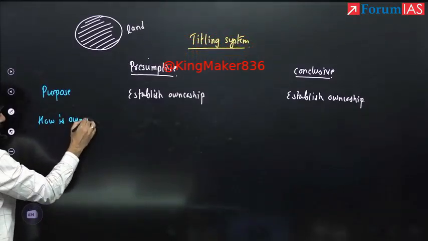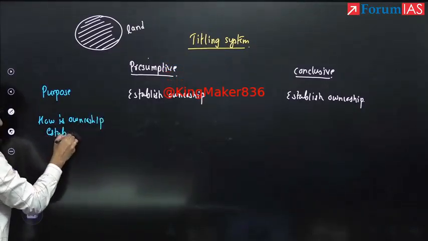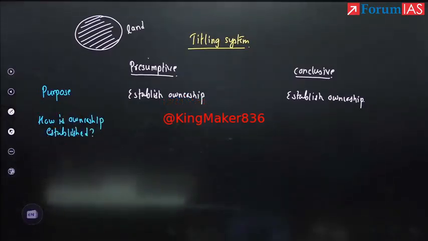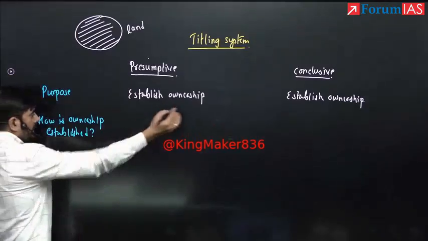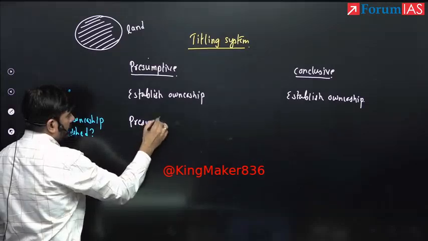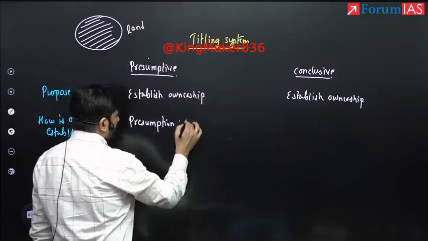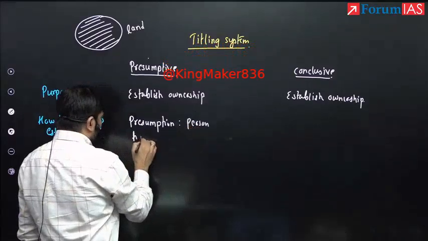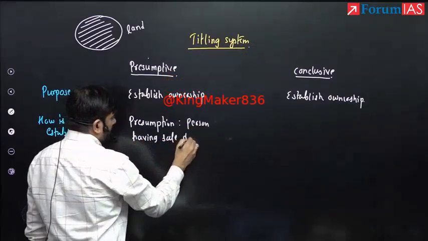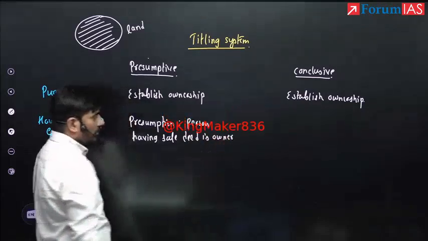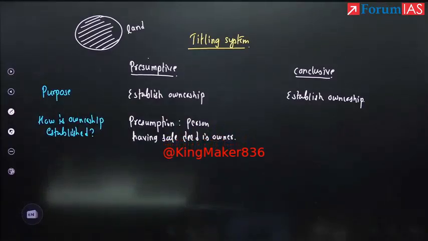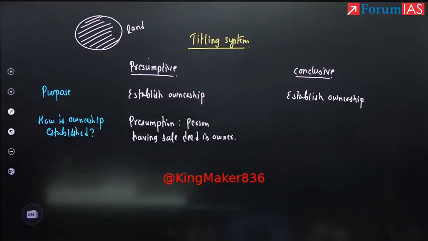How is ownership established? When I say presumptive, in presumptive titling, the ownership is established based upon a presumption. Look at the word I wrote. What do you mean by presumption? Presumption is nothing but assumption. You assume something. What are you assuming here under presumptive titling? The assumption we make is that the person having the sale deed is the owner of the property. Here we are assuming that whoever has the sale deed is the owner of that property. We are making only an assumption.